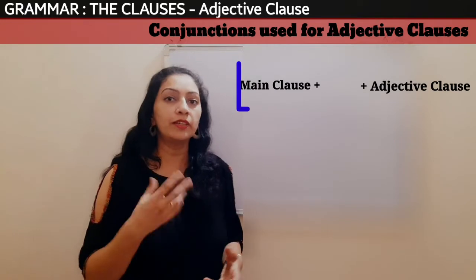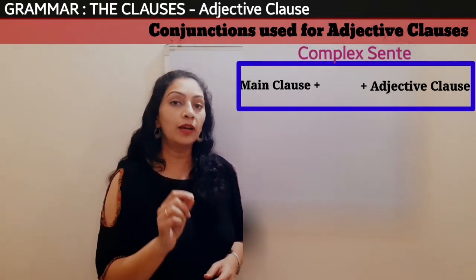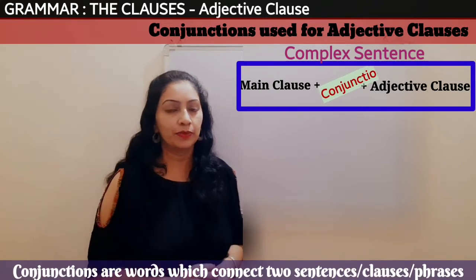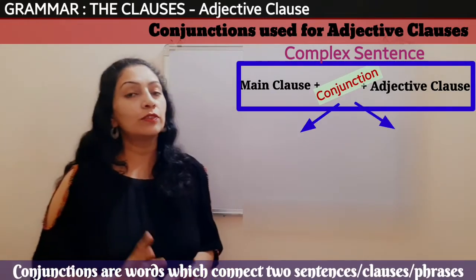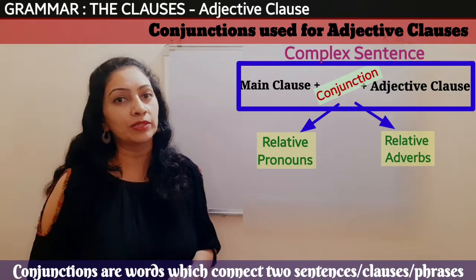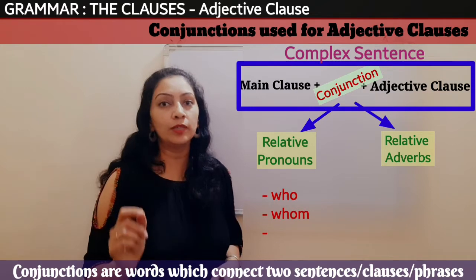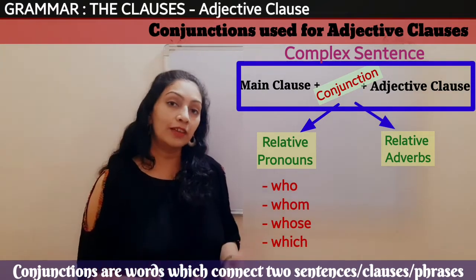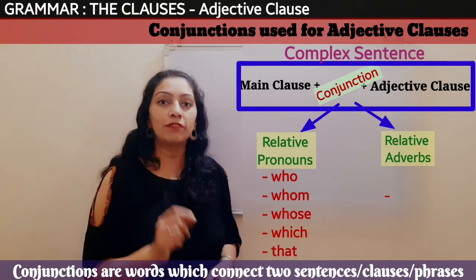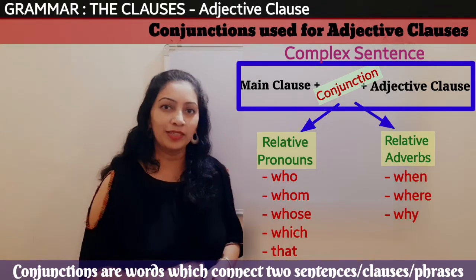Now, if you want to introduce an adjective clause in a complex sentence, then you have to use certain conjunctions. So there are two basic categories of conjunctions, which are relative pronouns and relative adverbs. Under relative pronouns, you have who, whom, whose, which or that. And under the relative adverb category, you have when, where and why. Let's have a look at 2-3 examples on each of these.